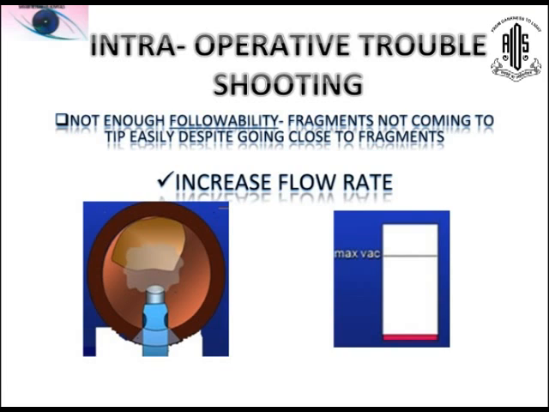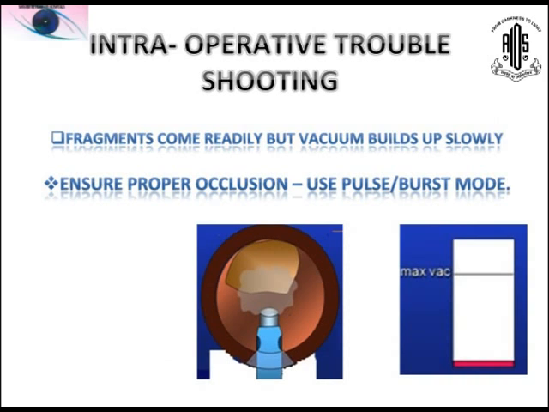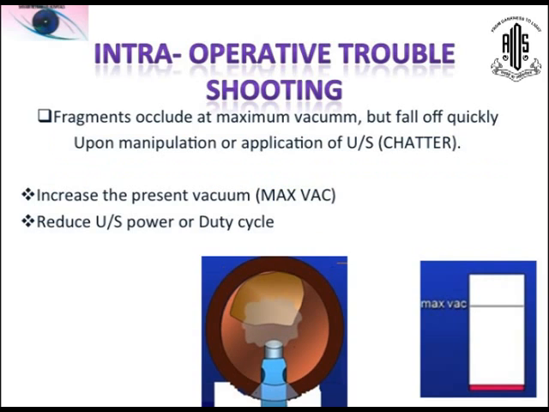The word followability you know already. Not enough followability means fragments are not coming to the tip easily despite going close to the fragments. Increase the flow rate. Fragments coming readily but vacuum builds up slowly: ensure proper occlusion, and use pulse or burst mode.